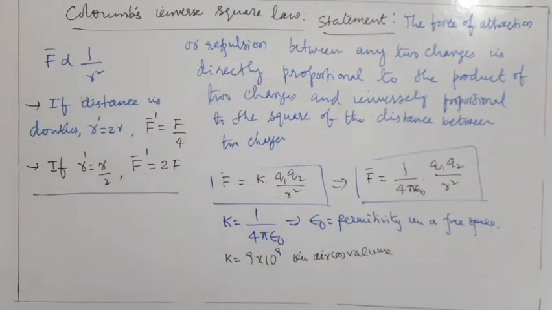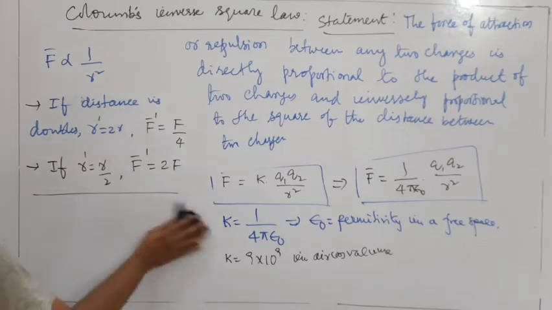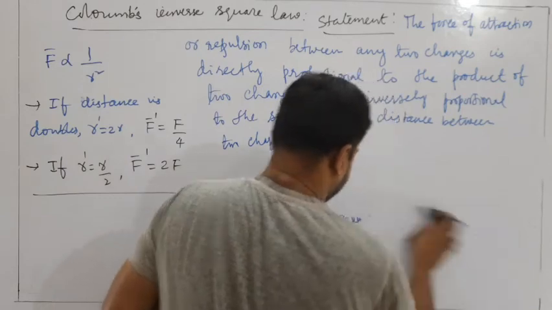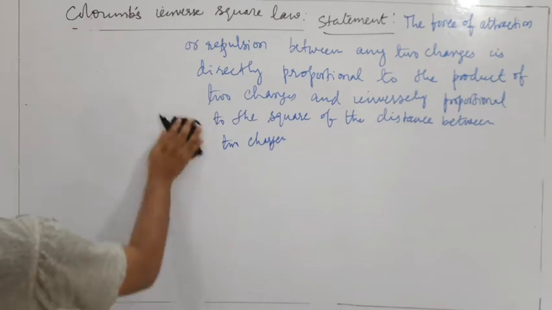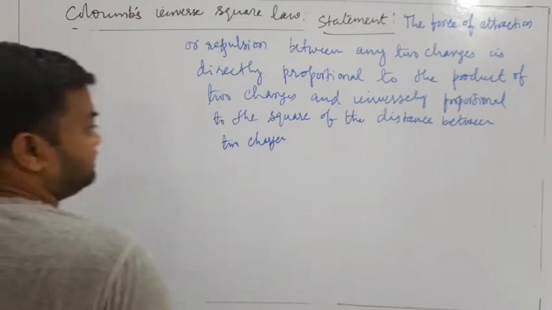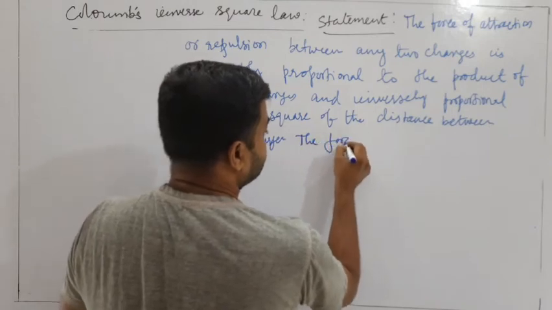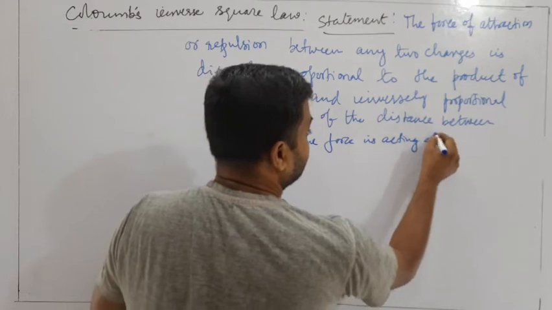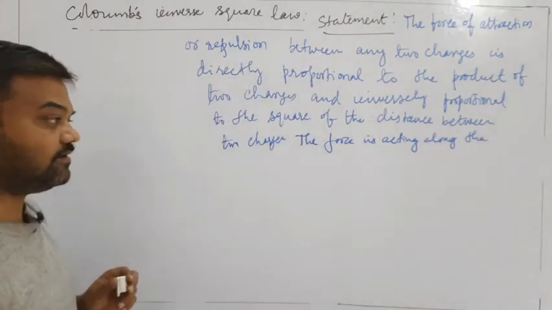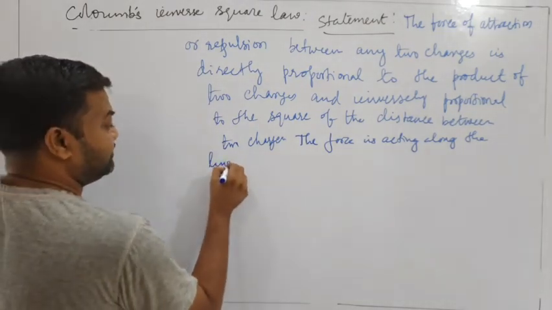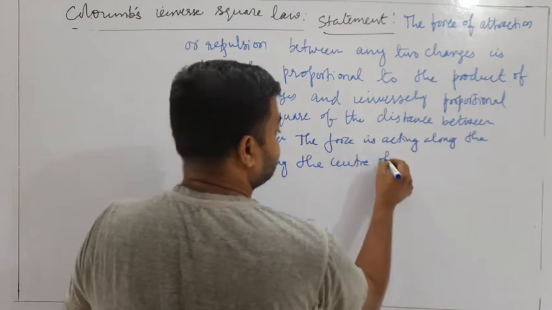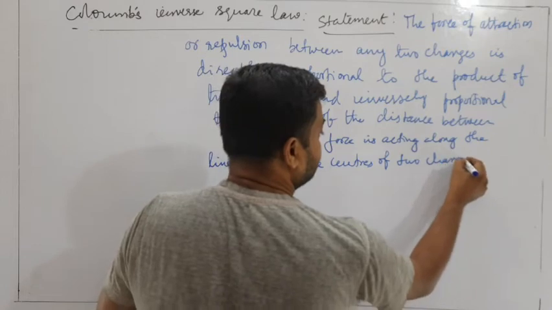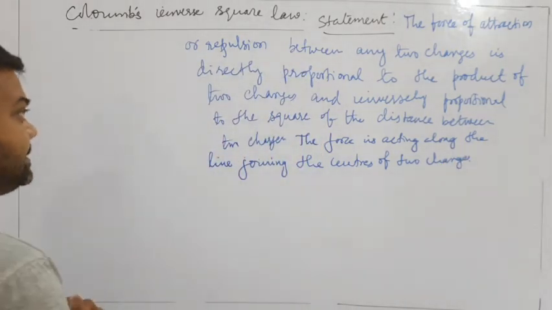Okay, first you copy this one: square of the distance between two charges. This is the statement of Coulomb's law. And one more point if you want to write: the force is acting along the line joining the centers of two charges. Okay, this is Coulomb's inverse square law.